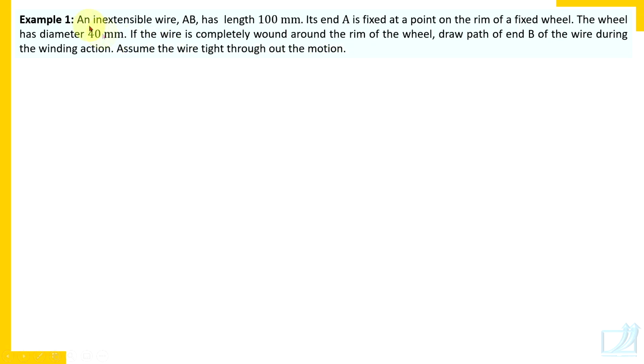Okay. Now here it is an inextensible wire. So it is a flexible thing and here winding action is involved. What is the path traced by a point on this wire? It is an involute. Now we want to draw the involute traced by end B. Draw the path of end B.